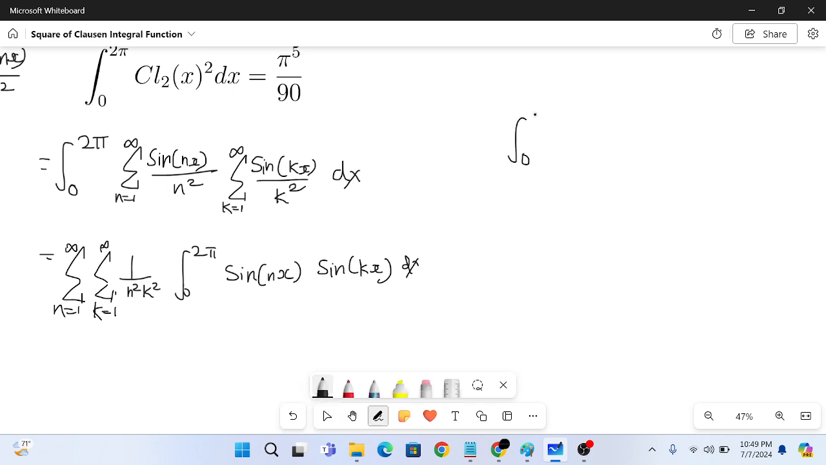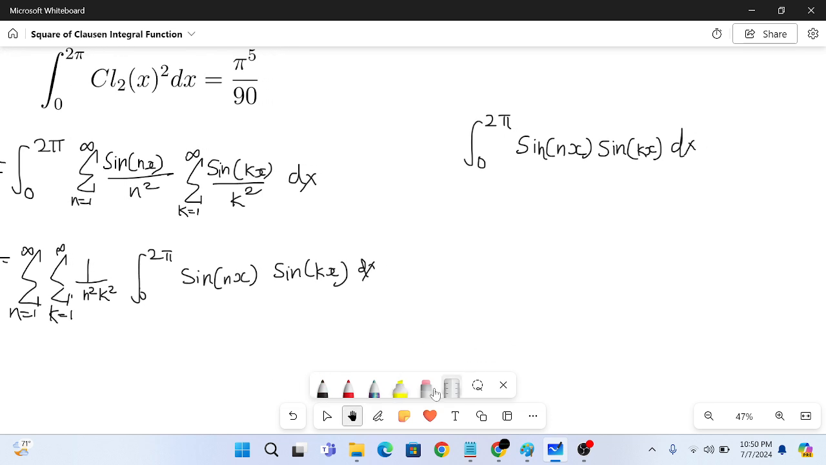Now let me show why this is interesting. This integral from 0 to 2 pi of sine nx sine kx actually evaluates to two different values for two different cases. Whenever n and k are different, this integral will just be 0, if n is not equal to k, and this will just be pi if n is equal to k. Let me show you why.